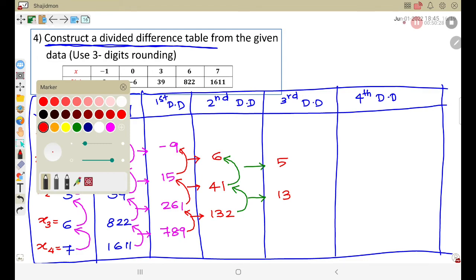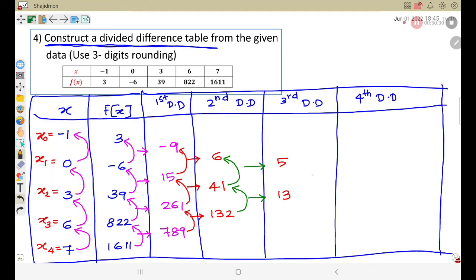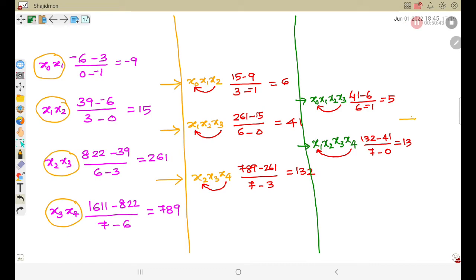Now we are going to calculate the last number here. In between these two numbers, we need to find one number. That is the fourth order divided difference number. We need to consider all the numbers, 5 numbers at a time. What are the 5 numbers? x0, x1, x2, x3 and x4. See, 1, 2, 3, 4, 5 numbers.